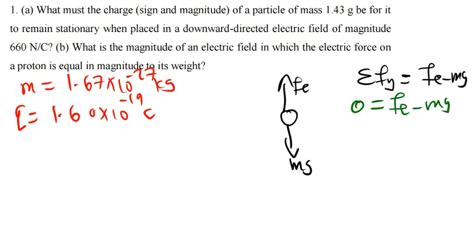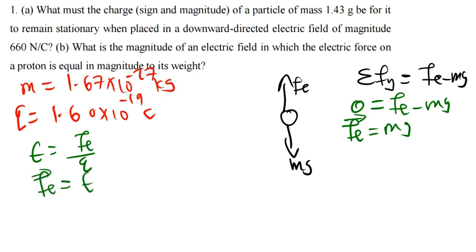We'll have the same thing, so F is equal to mg. Remember that electric field is given by the electric force divided by the charge. Our goal is to find the electric field, and we are not interested in the electric force. So we'll make the electric force the subject of the formula. It's going to be electric field times Q. So I'll replace this with the electric field times Q.